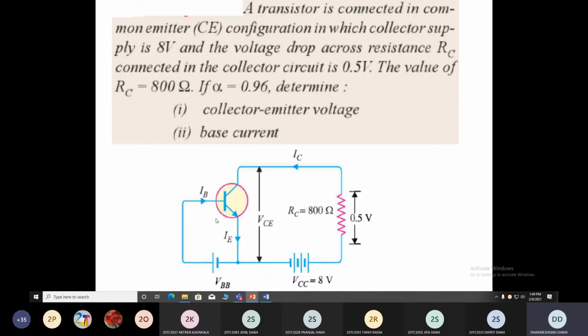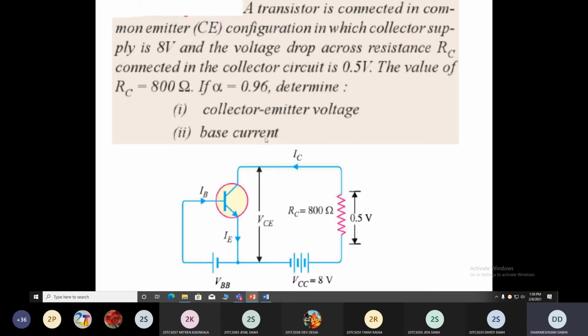Supply voltage is given. In this circuit, voltage drop is given as 0.5 volt. 8 minus 0.5. Yes, very good. Apply the KVL. Supply voltage 8 minus voltage drop 0.5, so you get the collector to emitter voltage 7.5 volt. Clear, all of you? Is there any doubt? Supply voltage is equal to the voltage drop across load resistance plus the voltage across the collector to emitter terminal. So you get the answer 7.5 volt.